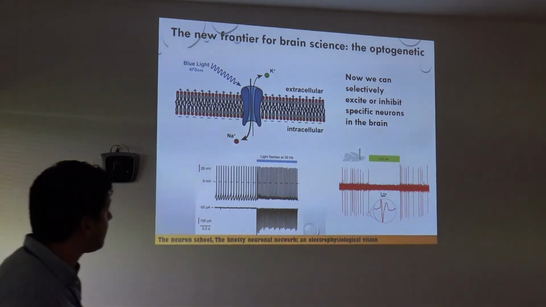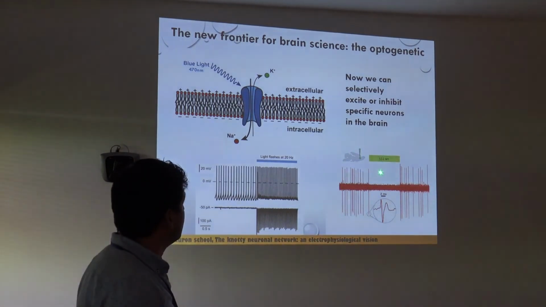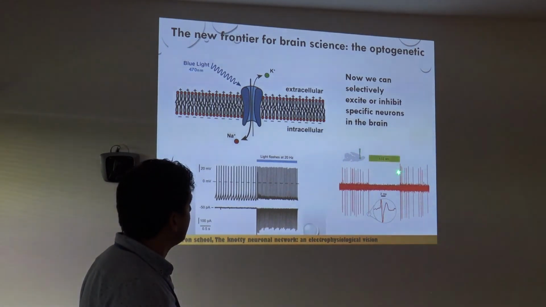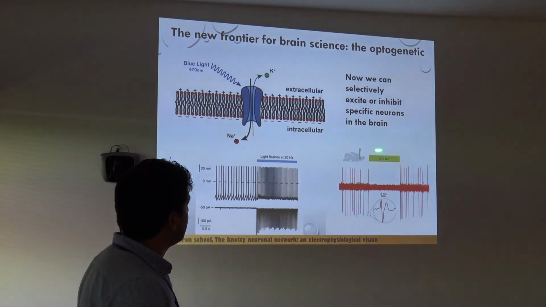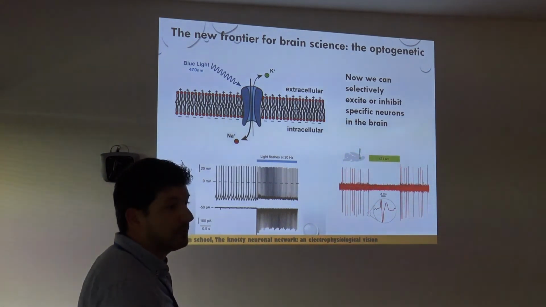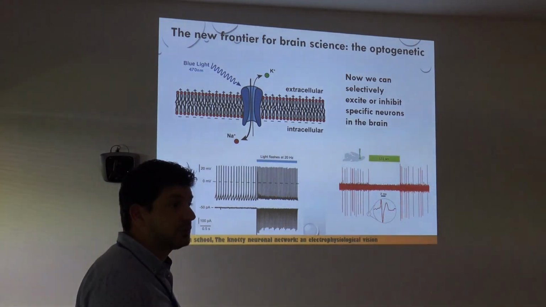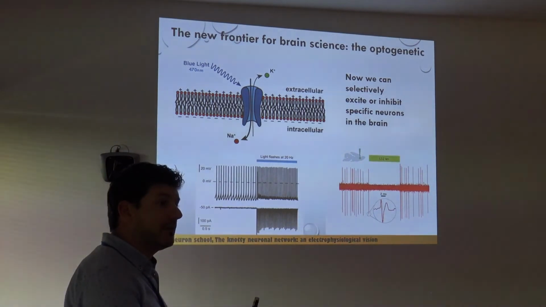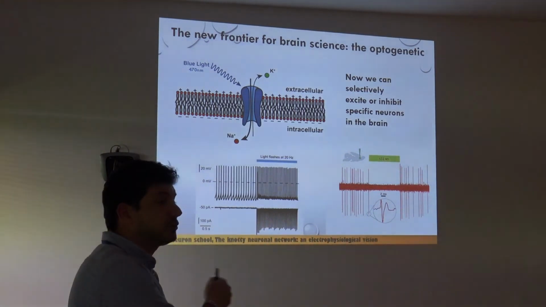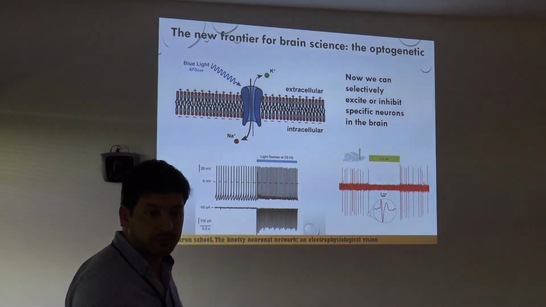In the opposite direction, if you use this animal but use a different wavelength of light that activates the halorhodopsin receptors, you shut down the firing rate of your neuron. So it's possible to use light and not electric stimuli. It's possible to control the activity of your neurons.